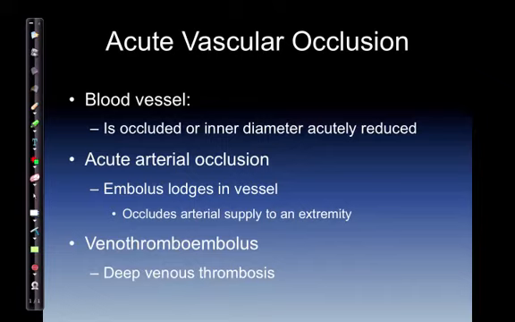Venothromboembolus, blood pools and is at risk for developing a clot or thrombus in that extremity. The deep vein thrombosis is a venothromboembolus occurring in deeper, larger extremity veins.